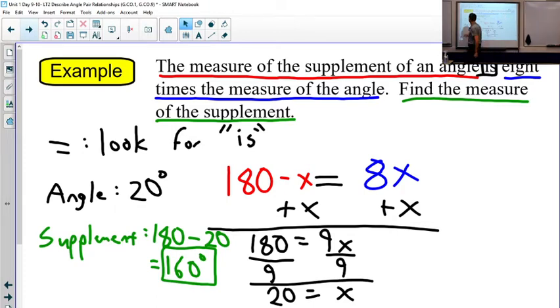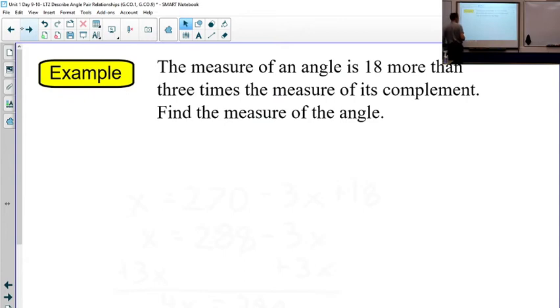Next problem. Read it and see if you can set it up before me. Pause and see if you can do it. I'll give you a few seconds before I start again.